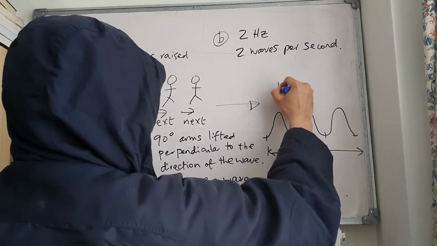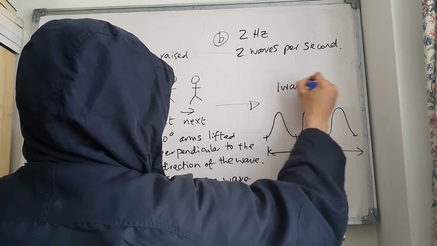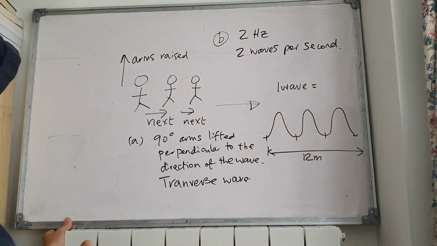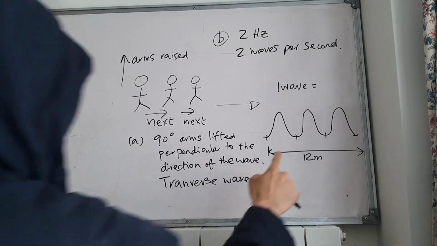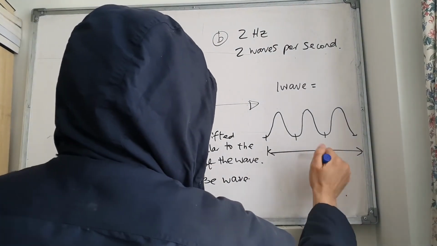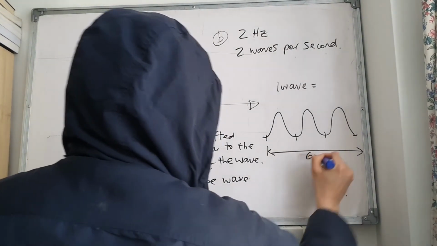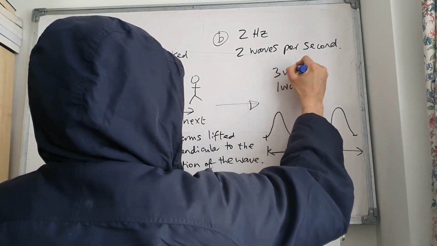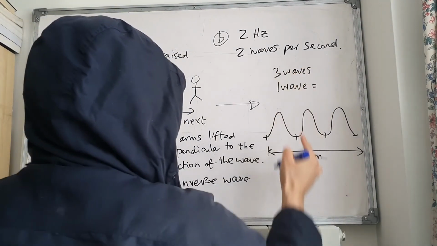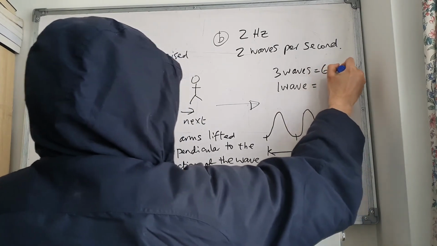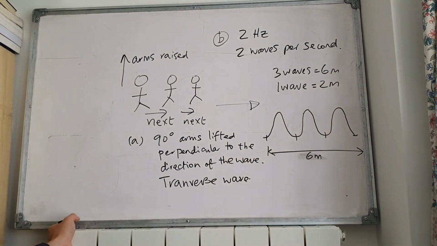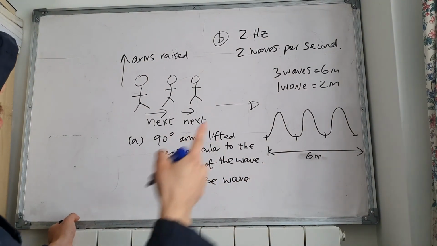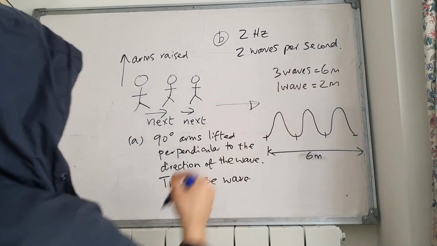So 3 waves is equal to, sorry, that's meant to be 6. Sorry, is that 6? 6 meters. So 3 waves is equal to 6 meters. So one wave is 2 meters. Okay, so 3 waves is 6 meters. One wave is 2 meters, dividing by 3 on both sides.